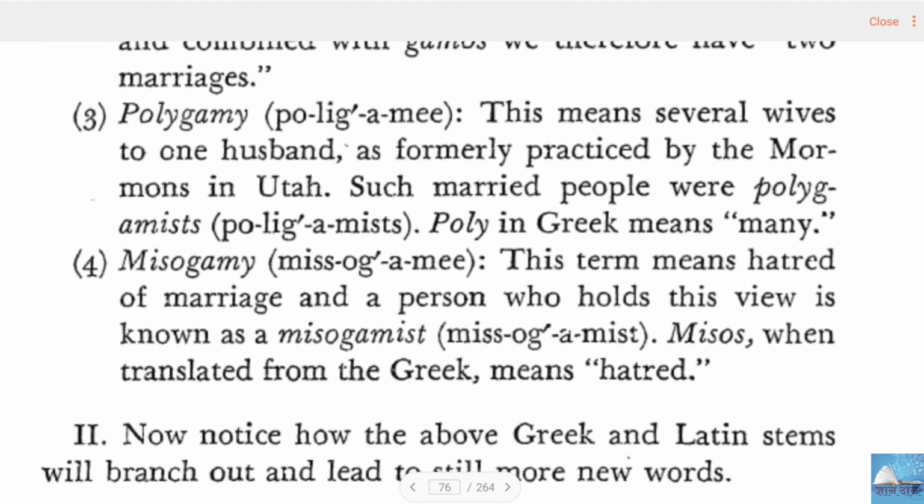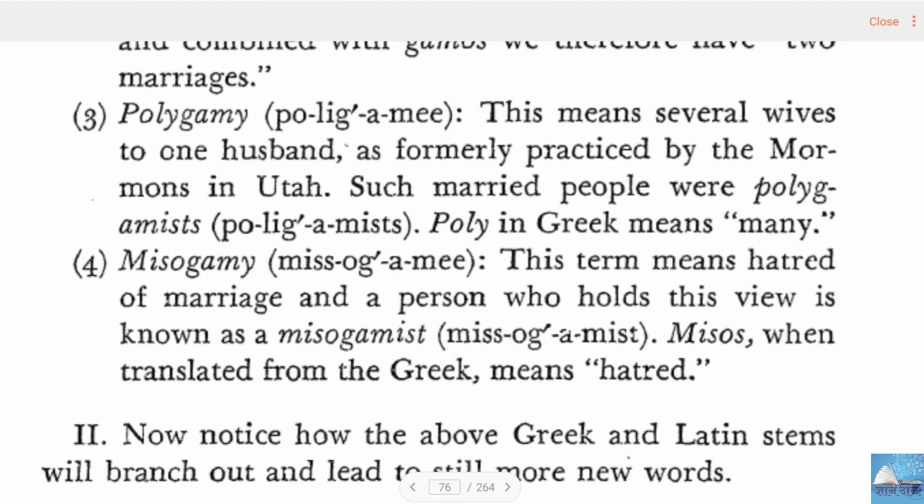Number 3, polygamy. This means several wives to one husband, as formerly practiced by the Mormons in Utah. Such married people were polygamists. Poly in Greek means many.